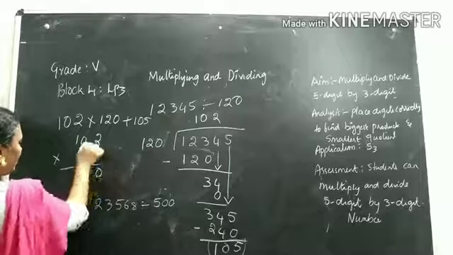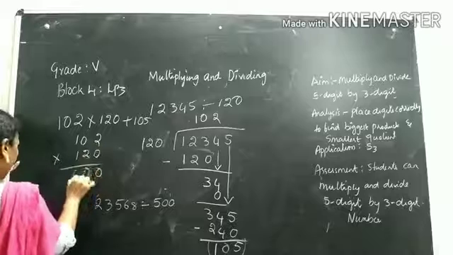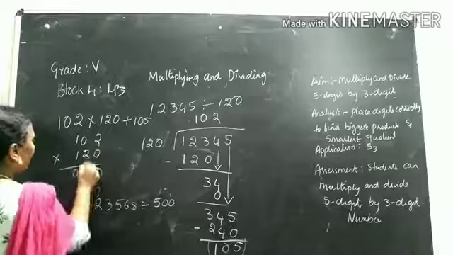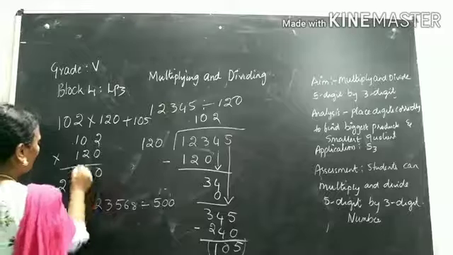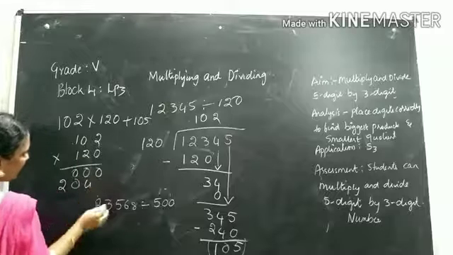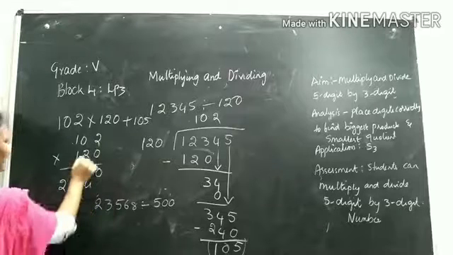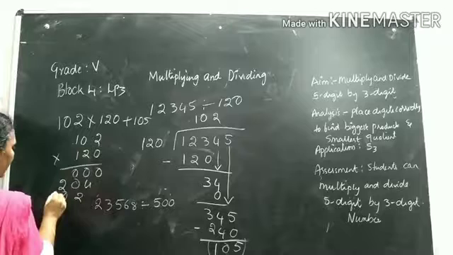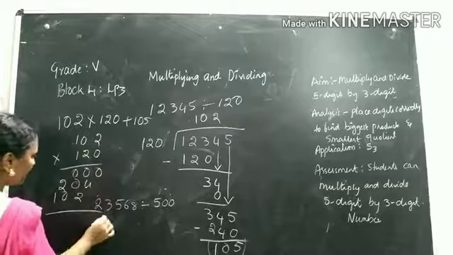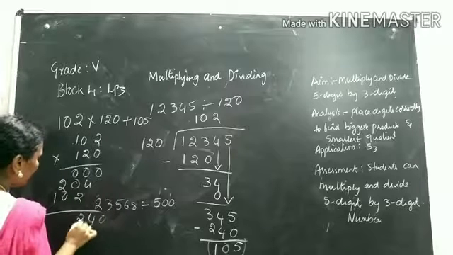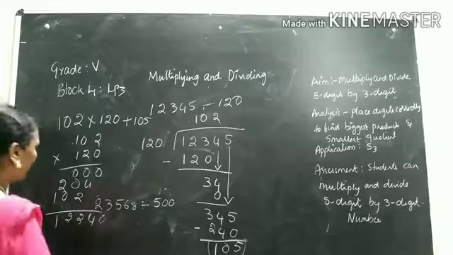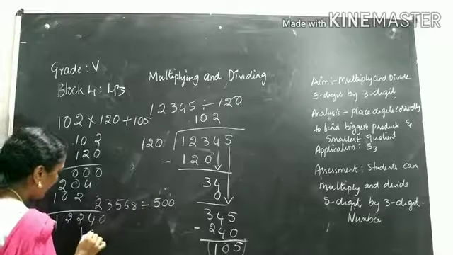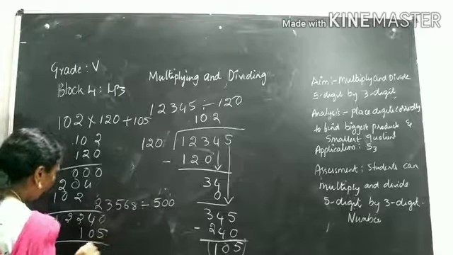0, 0 zeros are 0 and 0 zeros are 0. 2 2s are 4, 2 zeros are 0 and 2 1s are 2. Now multiply with 1. 1 2s are 2, 1 zeros are 0 and 1 1s are 1. What is my answer? 0, 4, 2, 2, 1. 12,240. For this number, I am going to add 105.